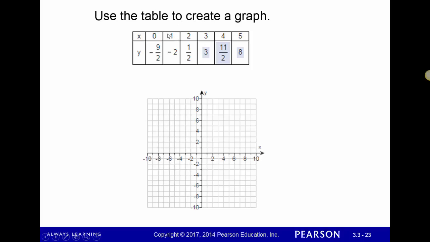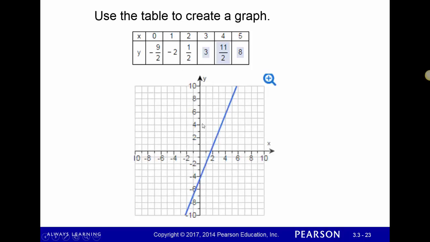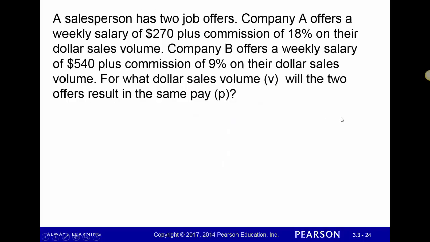I'm going to choose to graph the points with the integer values. It's much easier. So here's the graph of my line. So 1, negative 2, and then I would go to the point 3, 3, and then I can check the point 5, 8 and make sure it's on the graph, and it is.